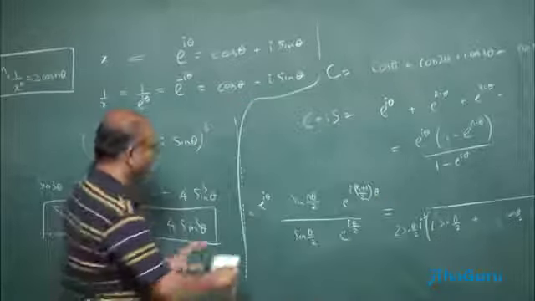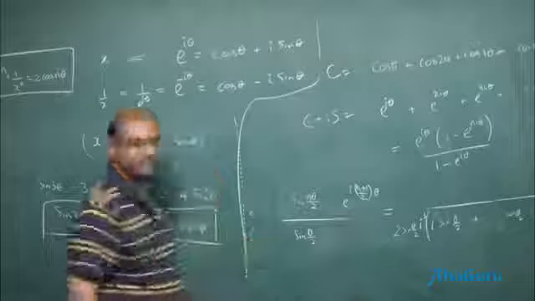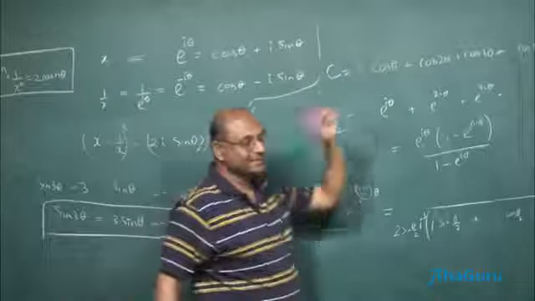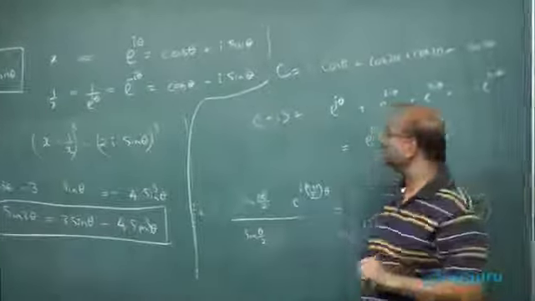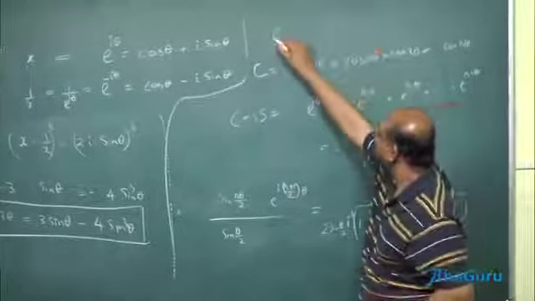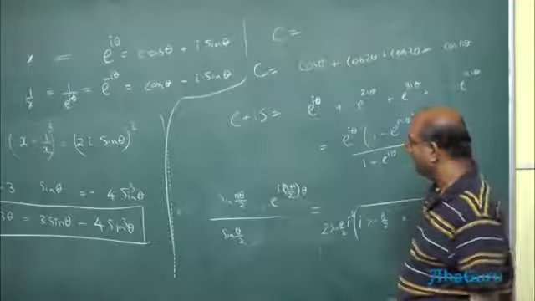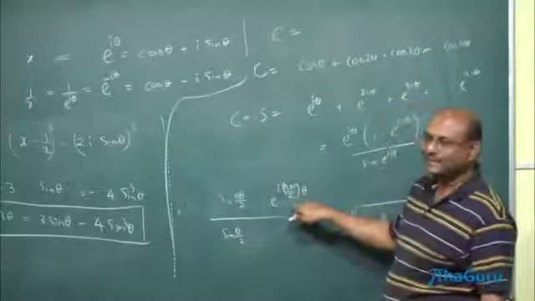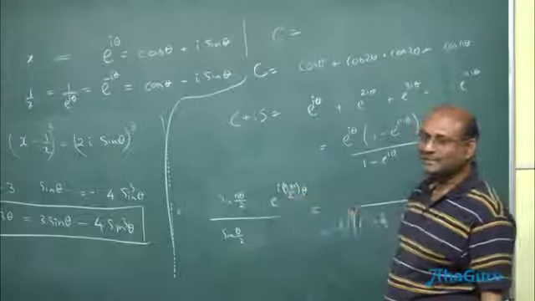Clear? So therefore that answer is clear now. How much is that answer? C, what is the C equal to? The real part of this, but this fellow's real part is very easy. Cos of n plus 1 theta by 2.